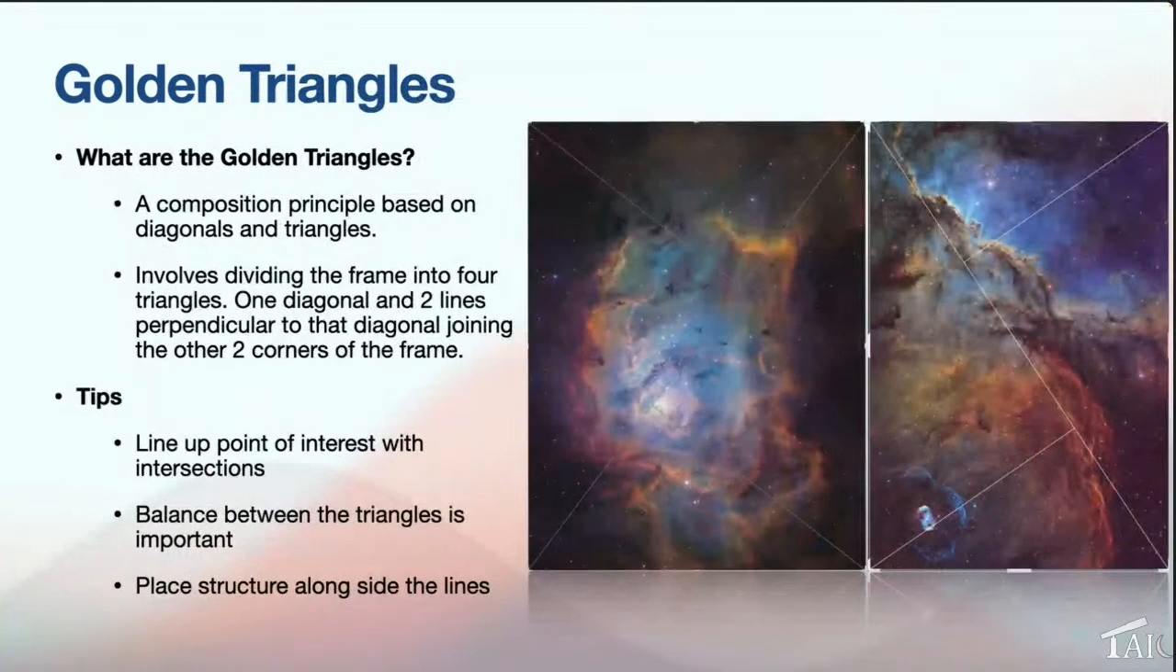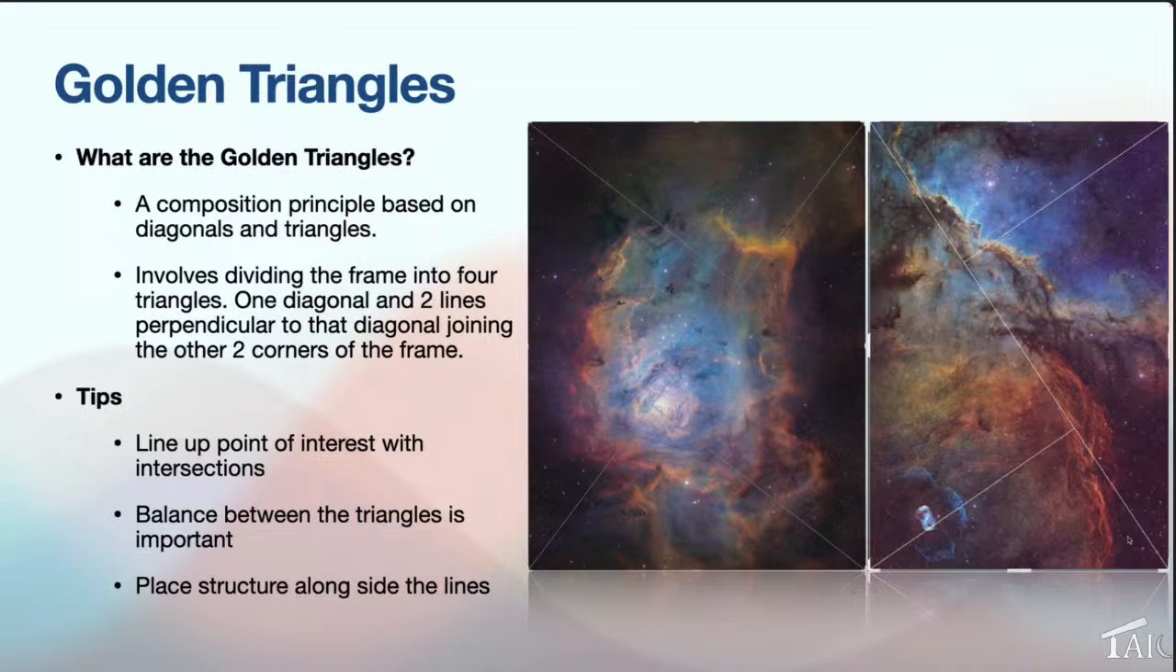Another one that I like to use a lot is the golden triangles. And essentially what you do is that you divide a frame in two with a diagonal. And then with the other two corners, you join them at a perpendicular angle to that main diagonal. And same thing, you are trying to place the center of focus around some of these intersections.